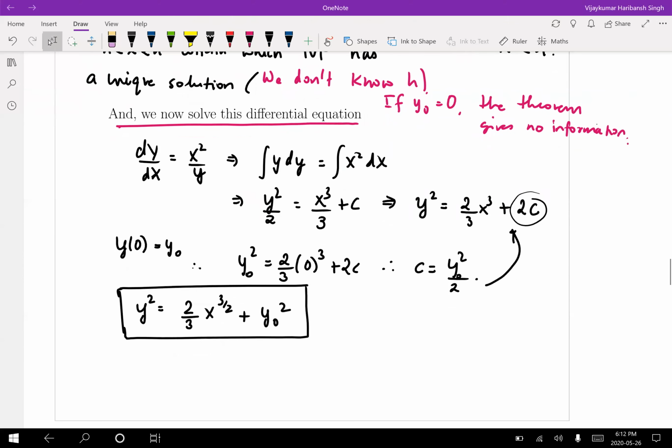So we get y squared equals 2 by 3 x cubed plus y naught squared. If you take the square root on both sides, solving for y, we get plus or minus the square root of 2 by 3 x cubed plus y naught squared. Oh my bad, this is not power 3 by 2, this is power 3. So this is your solution.